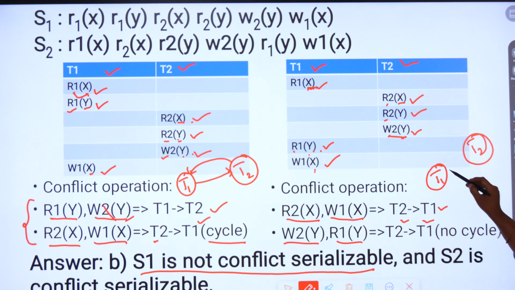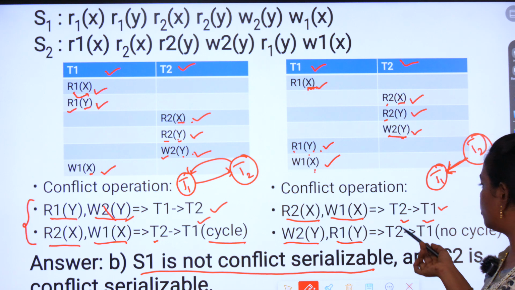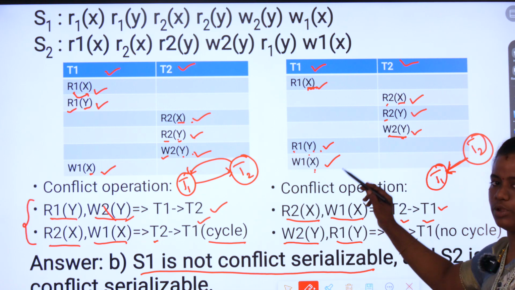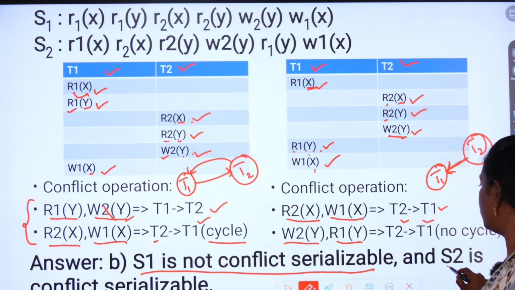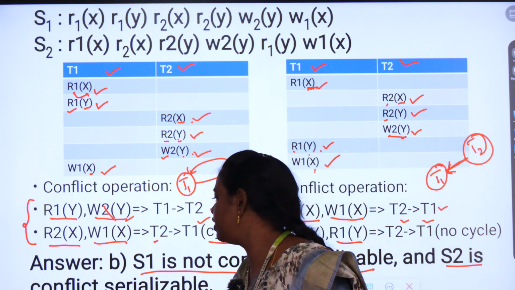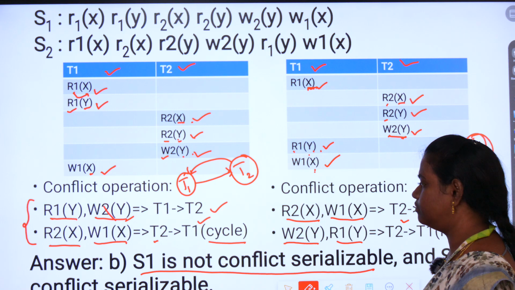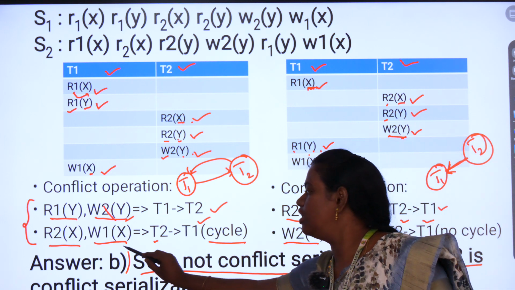So T2 to T1 there is an edge, and then T2 to T1 there is an edge. Already we have drawn an edge. So there is no other conflicting operation. So there is no cycle for this schedule. So obviously your S2 is conflict serializable. S1 is not conflict serializable. So your option B is your correct answer.